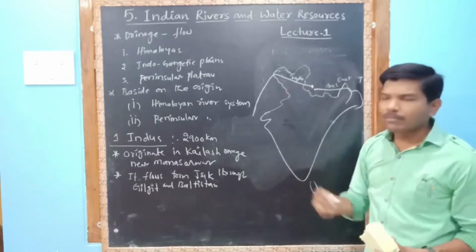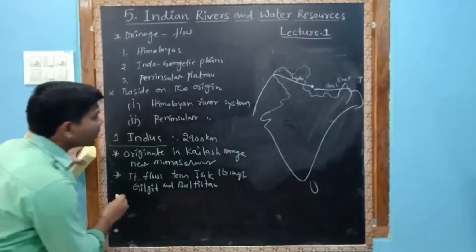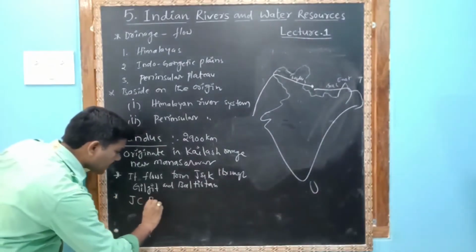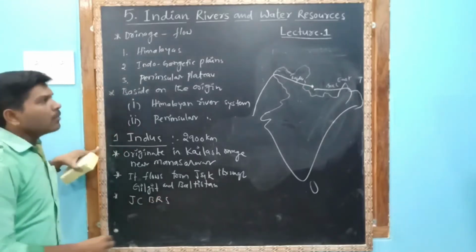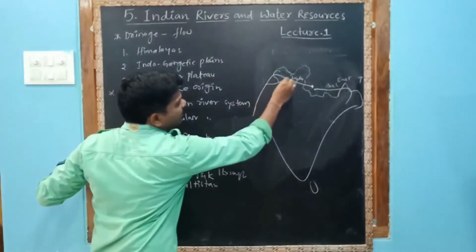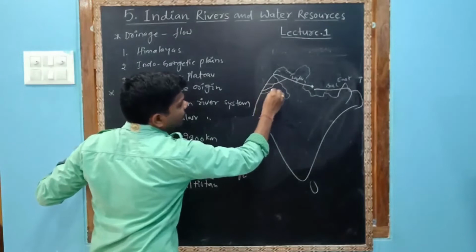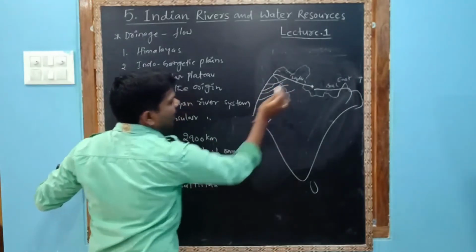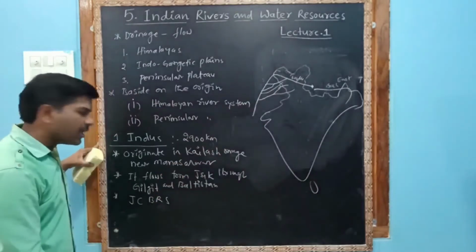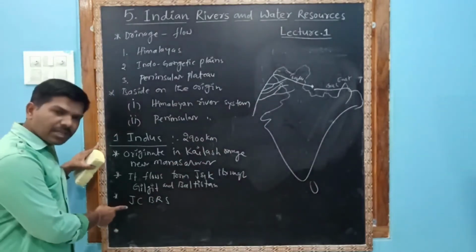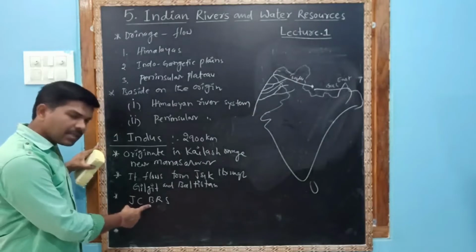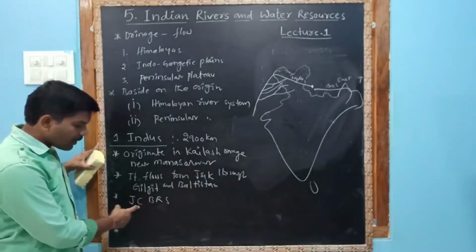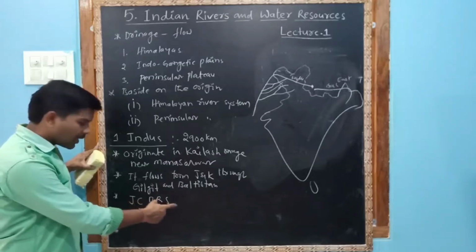It enters into Jammu Kashmir. Its tributaries, I told you before in class, JC brothers. Most of the tributaries were added to the Indus River. JC brothers: Jhelum, Chenab, Beas, Ravi, Sutlej. I repeat. Jhelum, Chenab, Beas, Ravi, Sutlej. Next.